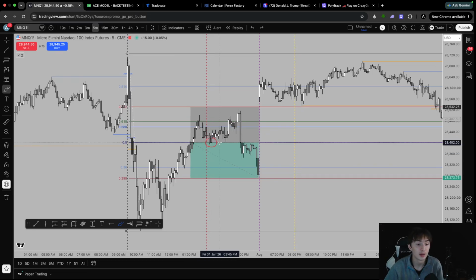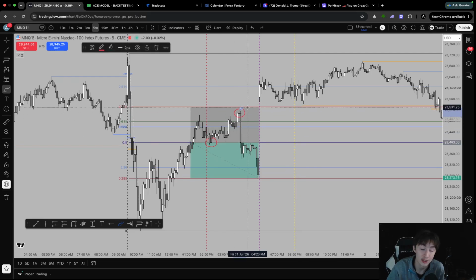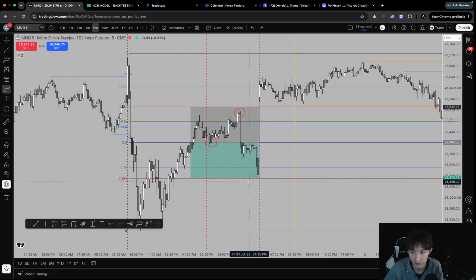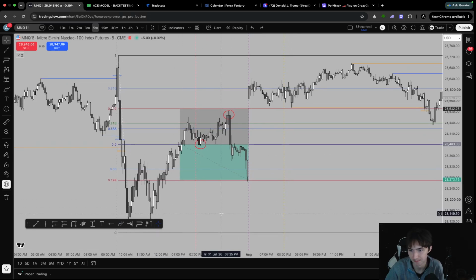Some people in the premium set their order and then left their computer, which is diabolical. And they ended up almost getting hit at our stop loss, and then it went straight to our take profit. Last candle of the day, ticked the take profit. Crazy.